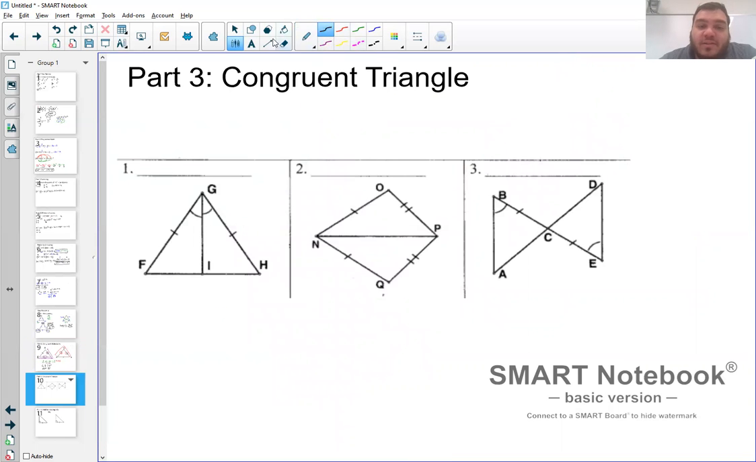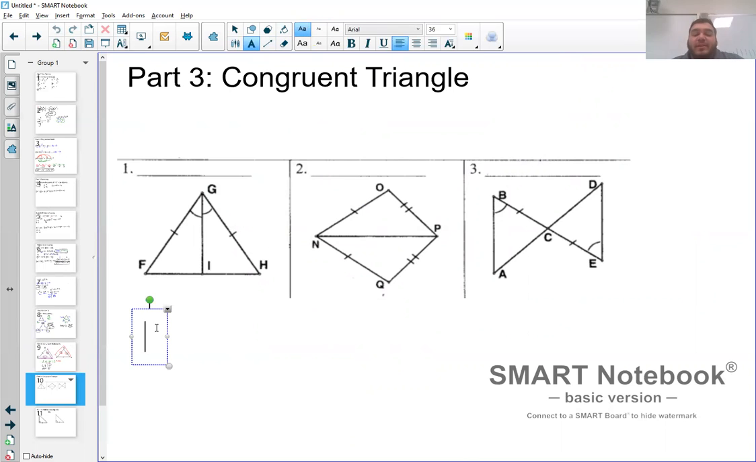Part 3, congruent triangles. You will get this on your test, the names. Just a reminder, the names are side, side, side, side, angle, side.